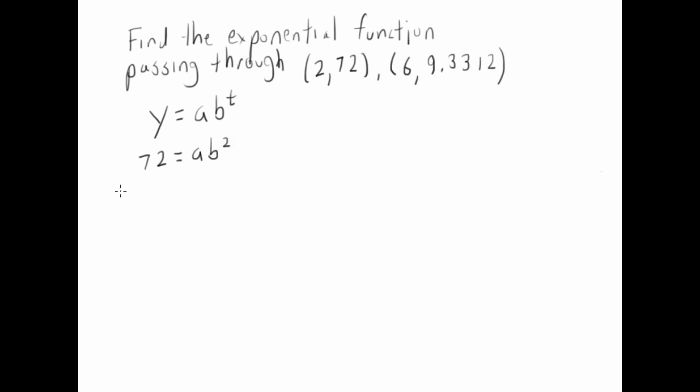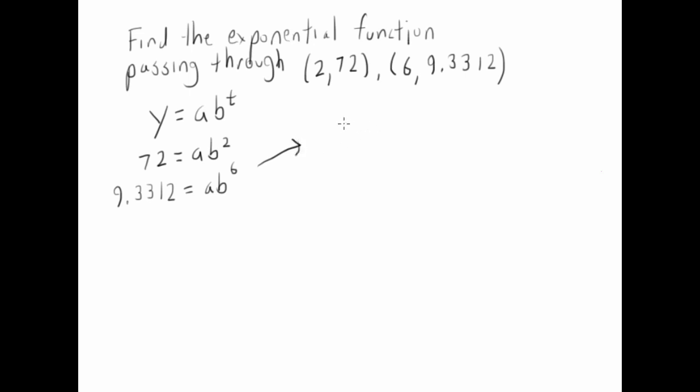And the next equation will be 9.3312 equals a times b to the sixth. So I'm plugging in t's and y's. After you do this, you want to set up a ratio. You'd like to divide one equation by the other. And I'll tell you right now that the way I want to do this is I want to find the highest exponent and I want to put that on top. So let me show you how this is going to go.